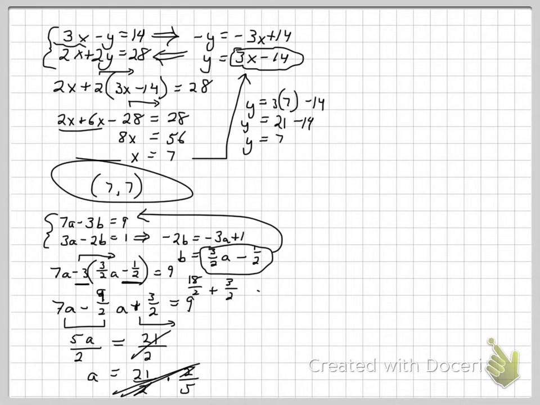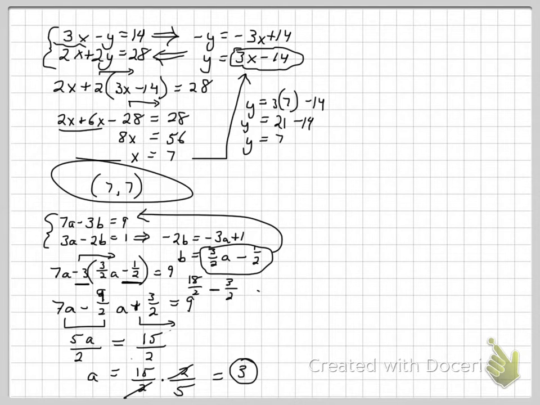Let's go back here. Let me just go ahead and make this neater. So the opposite of positive 3/2 is minus 3/2. This would be 15/2. There we go. Multiplying by the reciprocal, I'm going to get 15/2 times 2/5. My 2's cancel out. 5 goes into 15 3 times. So my A is 3.